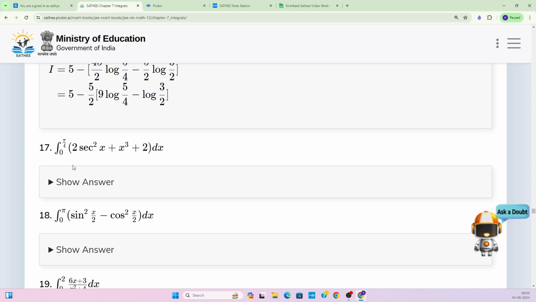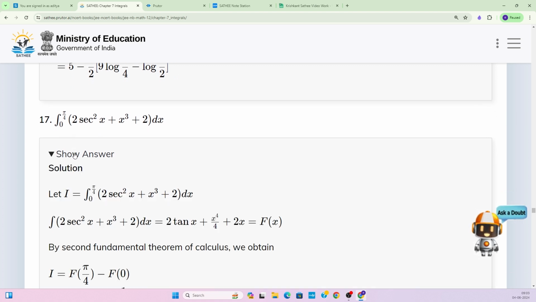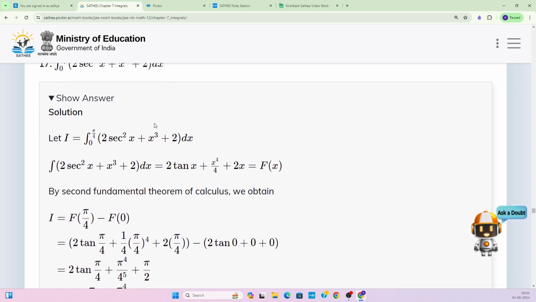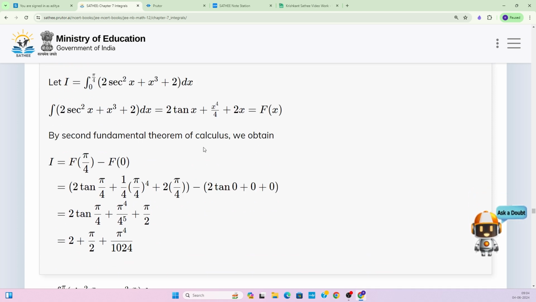Okay, now the 17th problem, definite integral 0 to pi by 4 of (2 sec square x plus x cube plus 2) dx can be easily written as what? The indefinite integral will be 2 tan x plus x power 4 by 4 plus 2x, which will be your capital F(x). This means using the second fundamental theorem, you will get F of pi by 4 minus F of 0.